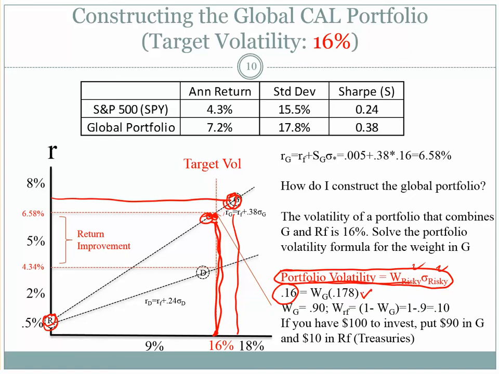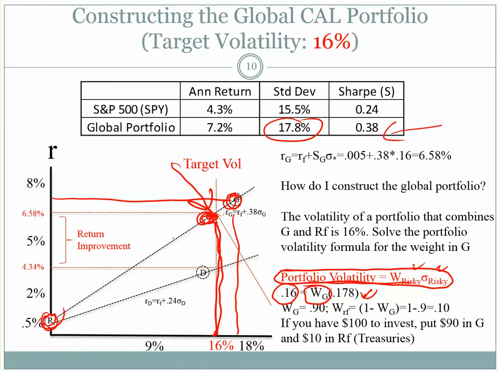The standard deviation of my risky asset is 17.8. I'll plug that in. And I'll solve this equation for the weight in the global risky portfolio. And that turns out to be 90%. So to get to this point here, if I had $100 to invest, I'd put 90 in the global portfolio and $10 in treasuries. That'll get me to that point.